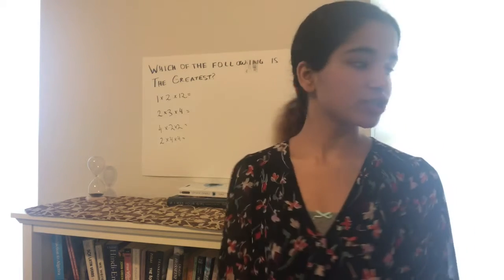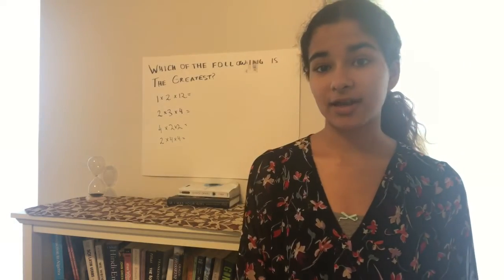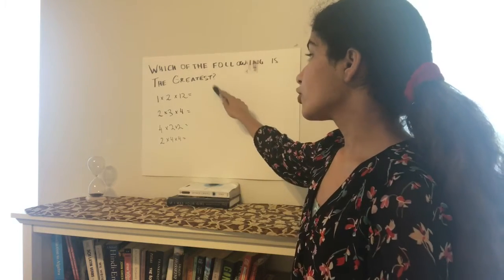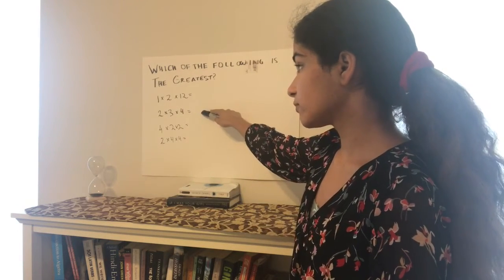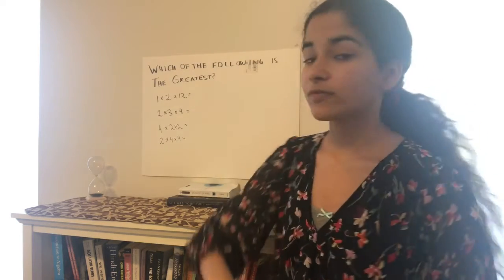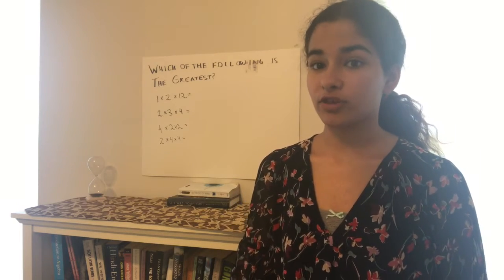So this is question 9 from the 2018 to 2019 4th grade MML. Which of the following is the greatest? 1 times 2 times 12, 2 times 3 times 4, 4 times 2 times 2, or 2 times 4 times 4? Well, the first step is to find the prime factorization of these quantities.